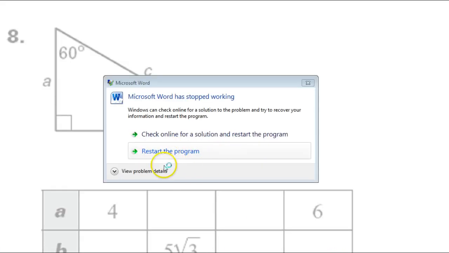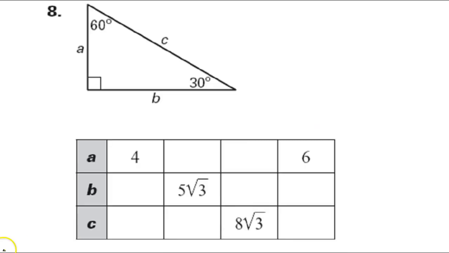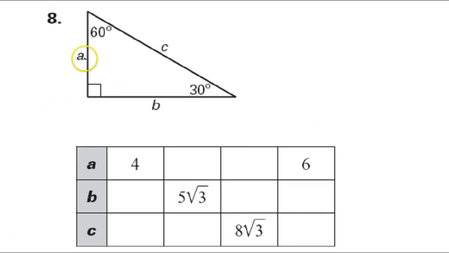So, whoa, no. Alright, so I suppose the first order of business is understanding which one of these is the short leg. Because for a 30, 60, 90 triangle, it's really all about the short leg. Hopefully you can see that A here is the short leg. Of course, C is the hypotenuse. B, across from the 60 here, is the long leg. Alright, so we've got the short leg, long leg, and hypotenuse.